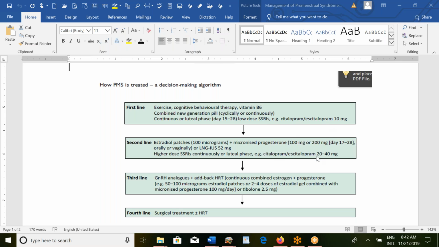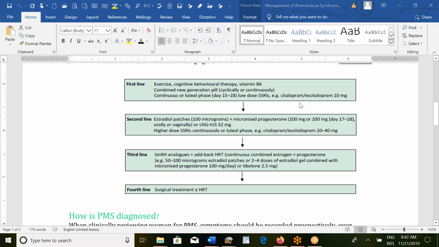Previously, the dose was 10 mg, now 20 to 40 mg. If you remember, you can say. If you don't remember, then say low dose, high dose. If the patient is benefiting, continue her on that management. If she's not, then go to the third line steps.